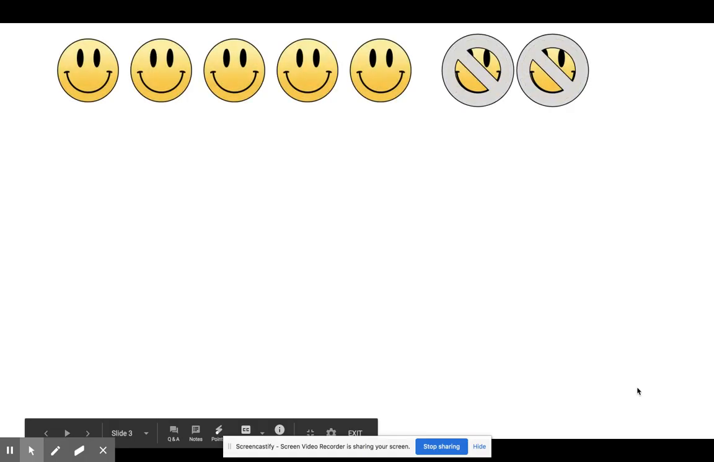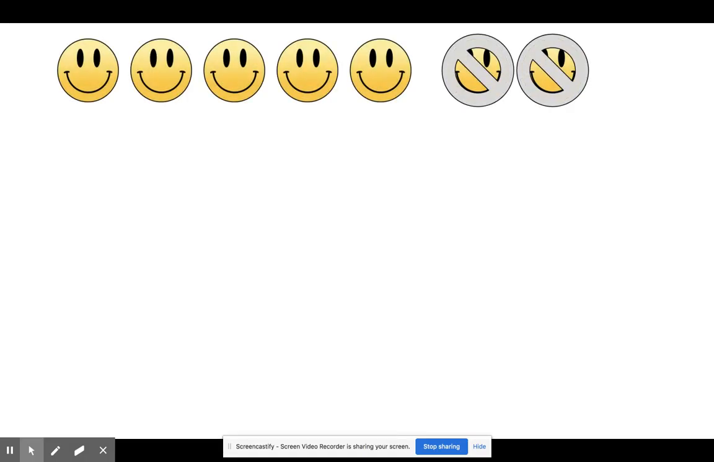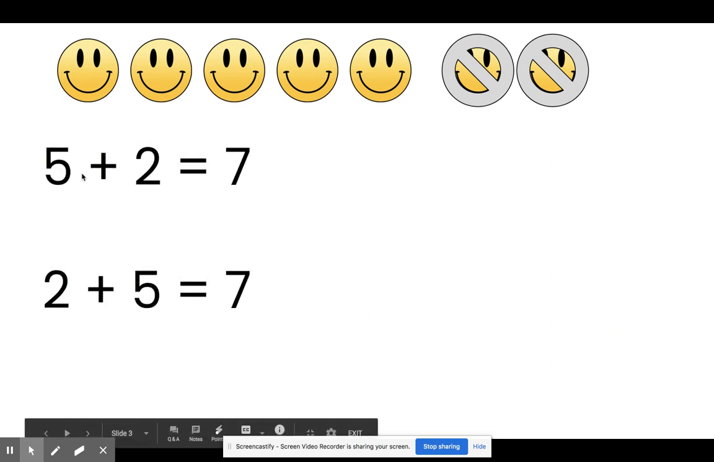Okay, here I have a picture. I have some smiley faces. I have some that are crossed out as well. I want you to try to think of a number sentence or equation that could match what picture you see at the top. Think about that for a second.